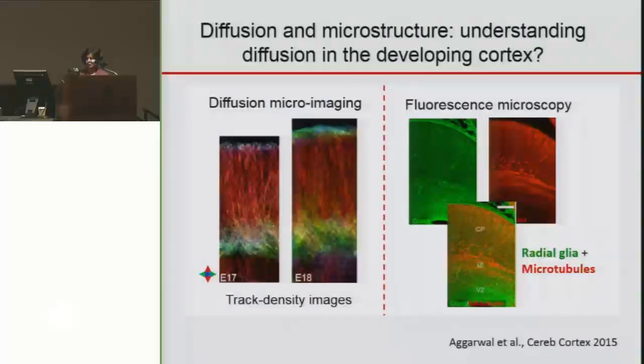And so why is this useful? We can now compare diffusion contrasts directly with microscopy images to understand their real microstructural basis in the cortex. So here, for example, on the left, we can see the diffusion orientations that are resolved in different developmental zones. And we can see that these correspond to the orientations of radial glia and microtubules, which are specific to neurites in the developing cortex.